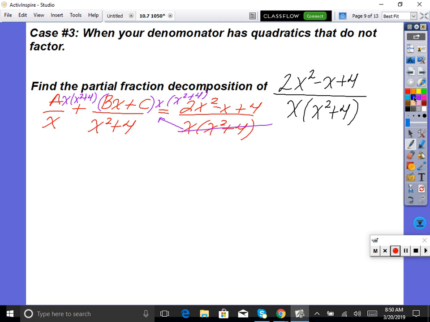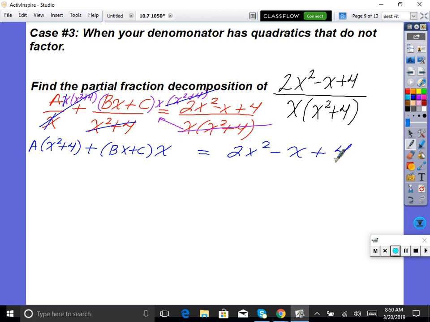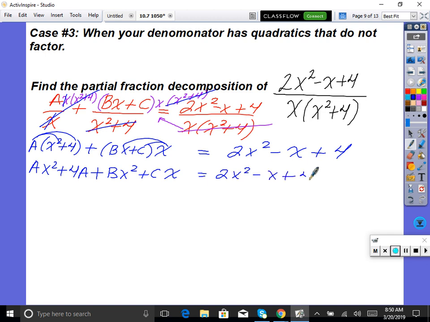Okay, here we go. The x's divide out, so we have an a times an x squared plus 4 in our first piece here. Now, don't my x squared plus 4's divide out here? So we have parentheses bx plus c times x. And that needs to equal in the end 2x squared minus x plus 4. So now we would distribute just like normal. The math is no different at this point. ax squared plus 4a. Now distribute our x in, so plus bx squared plus cx. That needs to equal 2x squared minus x plus 4.